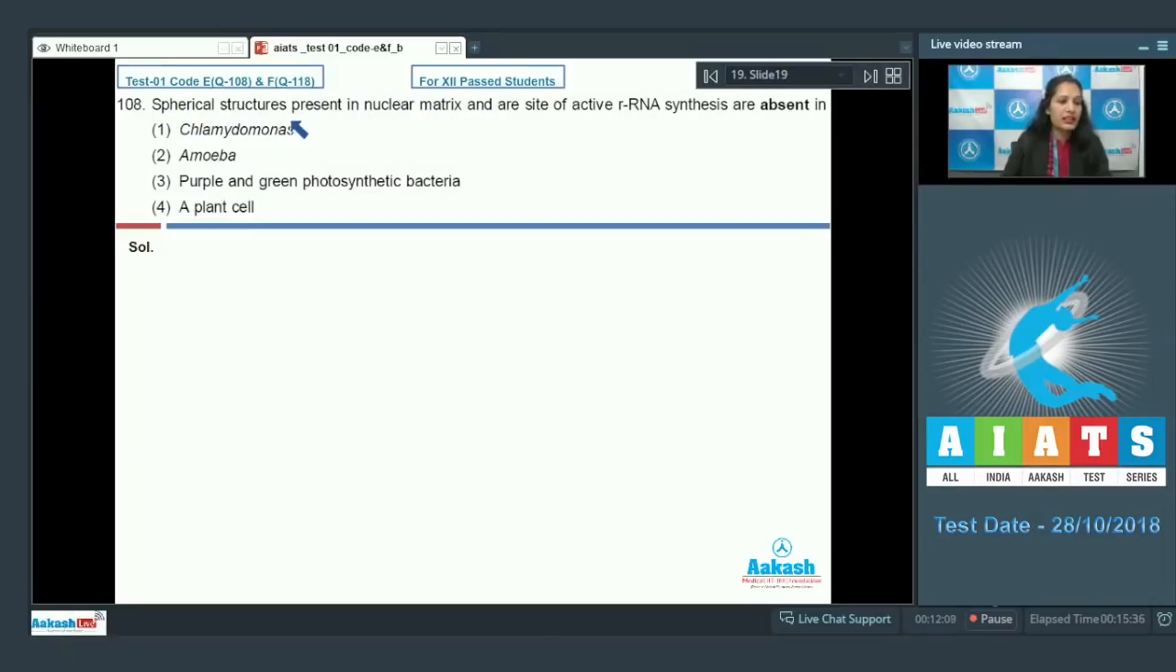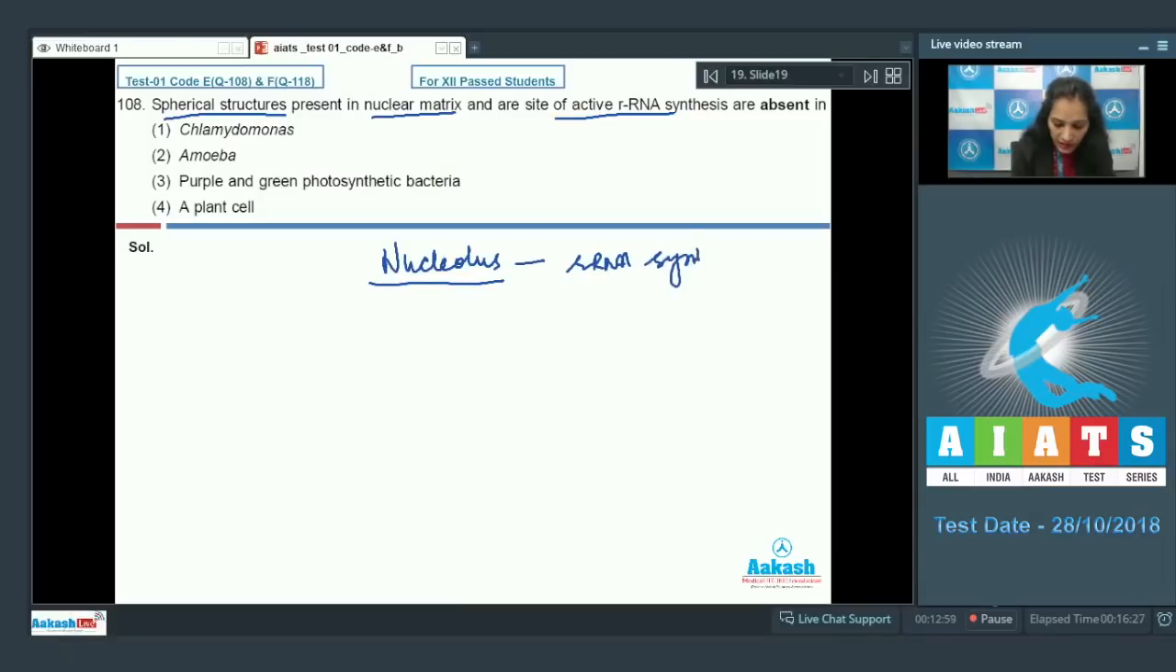Question number 108. Spherical structures present in nuclear matrix and are site of active rRNA synthesis are absent in Chlamydomonas, amoeba, purple and green photosynthetic bacteria, a plant cell. This question is asking about the spherical structure present in the nuclear matrix and is the site of rRNA synthesis. In the nucleus of eukaryotes, there is a spherical structure called nucleolus. Nucleolus is the site for rRNA synthesis. It is the spherical structure.